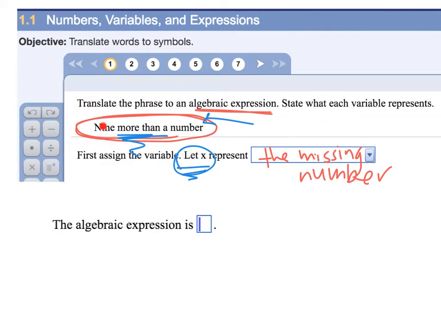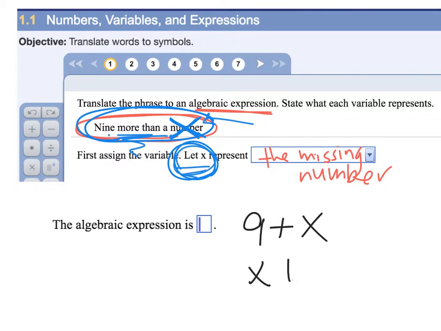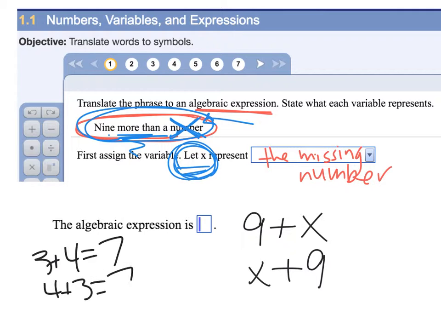So what is the expression? It's going to be 9 more than that number, and we've decided that x represents that number. So 9 more than x becomes 9 plus x. Now if you wanted to, you could have written x plus 9, because with addition the order doesn't matter, so you can switch them around. Kind of like saying 3 plus 4 is 7 and 4 plus 3 is 7. Either of those would work.